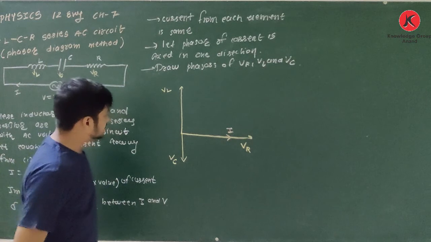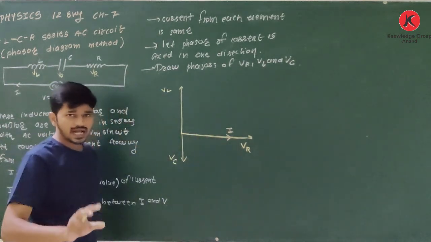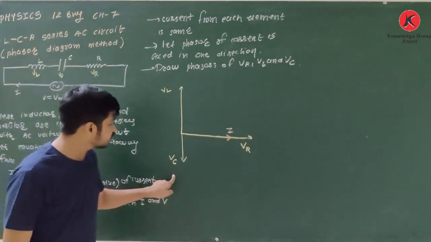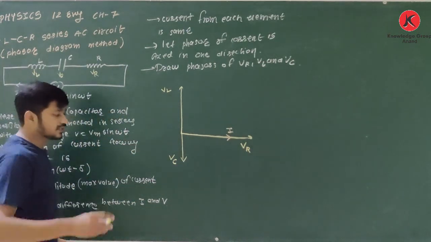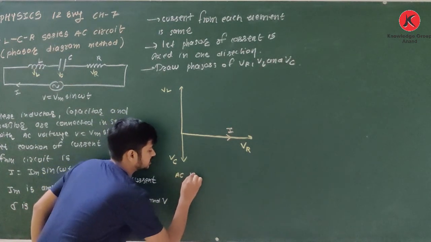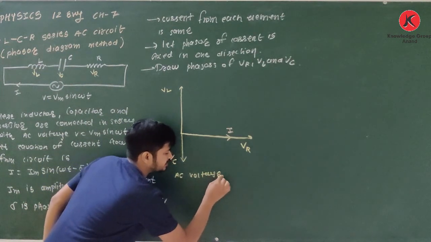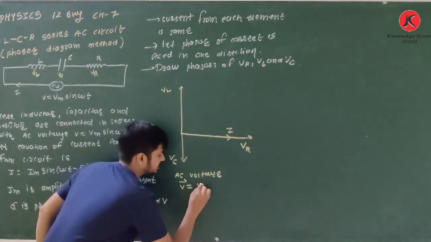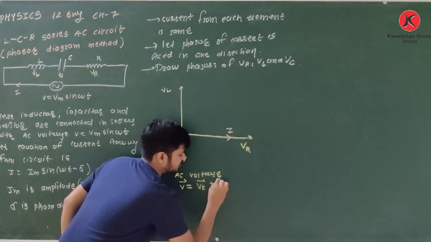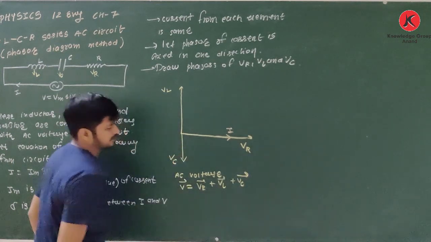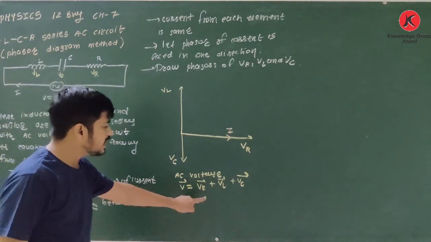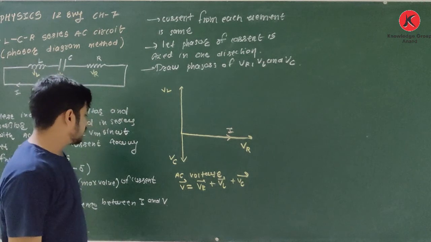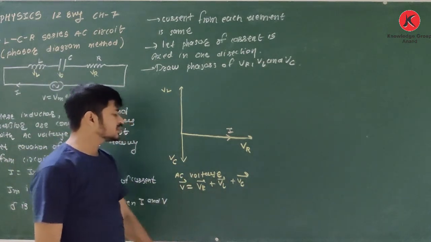Current is in this direction as I have assumed. You have to draw the phasors of VR, VL and VC, meaning these three are vectors. So how to write the vector relation? The AC voltage V is equal to VR plus VL plus VC. Clear about this? Any doubt?